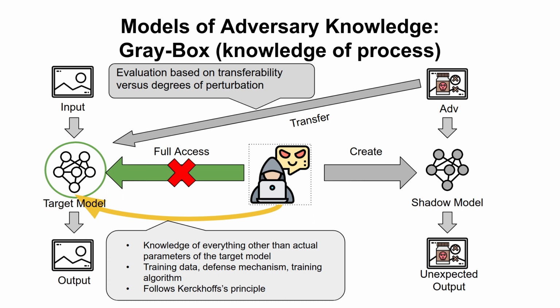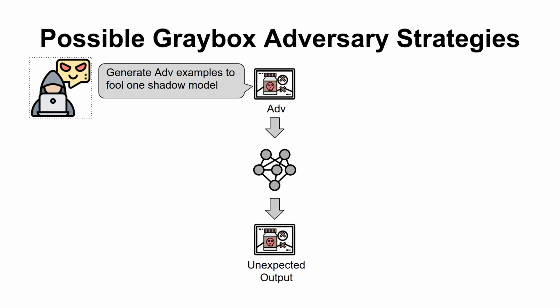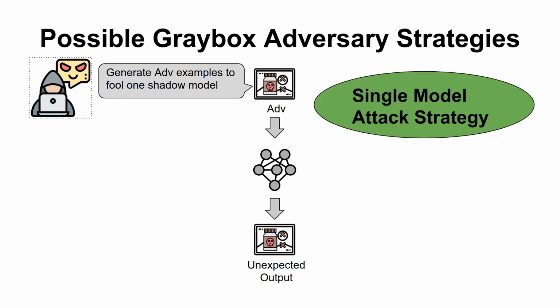In this paper, we also show that attacking just one single shadow model does not use the full potential of the knowledge in the gray box setting. So we develop three different attack strategies. For the simplest case, the attacker just attacks a single shadow model and generates adversary examples. We call such a strategy a single model attack strategy.